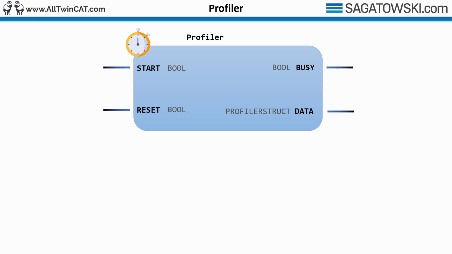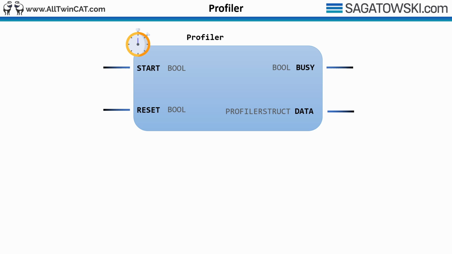The function block profiler is used to measure the execution time of PLC code. This is quite convenient, for example, when you want to understand what parts of your code take the most time to execute, so that you can optimize your software. The function block takes the last 10 measurements and calculates the mean value and provides that into the output.